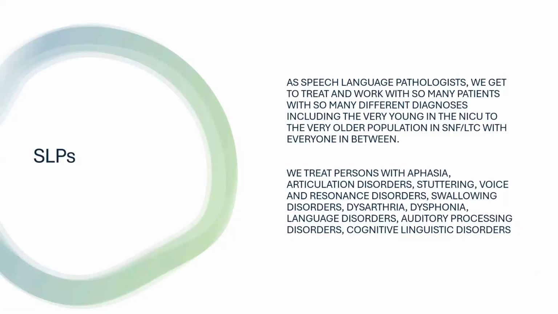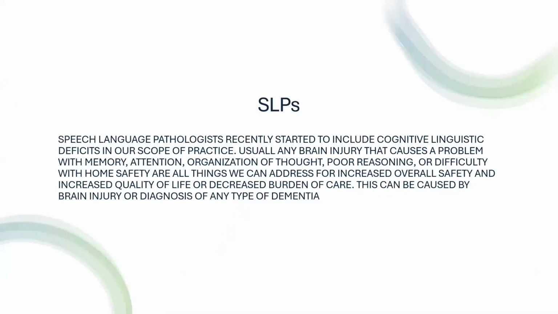So there's all these different areas that you don't even think of that we do, which again is why it's so fun. So cognition, we work on memory, attention to task, problem solving, organization of thought. We can give lots of different cues and compensatory strategies to help so that you can stay where you are, you can be safe in your home, and we can work together. And that can be just from a difficulty with a brain injury, or maybe there's a disease that you have that makes you sleepy, or you have poor alertness, or also if you have some type of dementia.